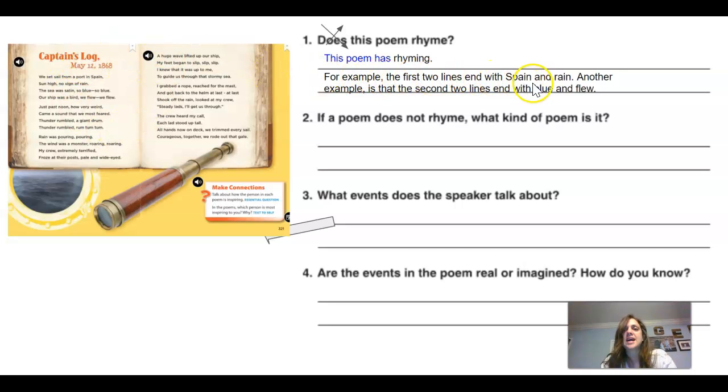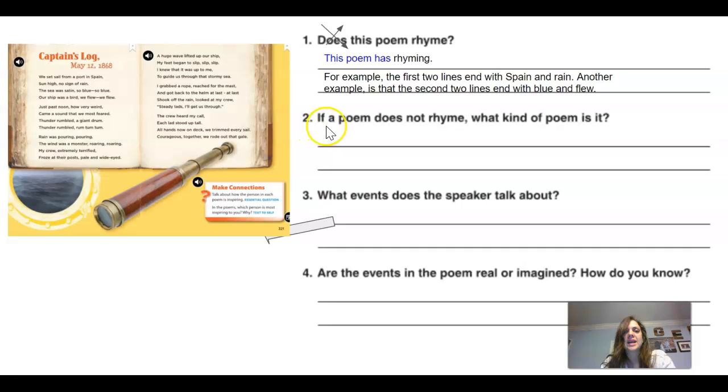The first 2 lines end with Spain and rain. Those are rhyming words. They have the same ending sound. Another example, that phrase tells us we're going to get evidence from the text, is that the second 2 lines end with blue and flew. So again, we have 2 rhyming words that support our restatement and answer.